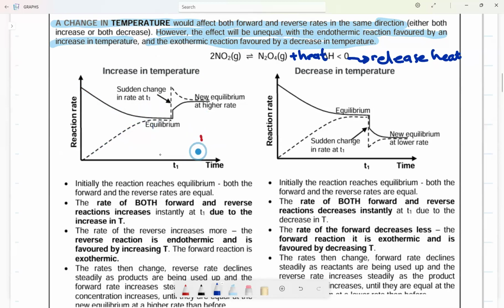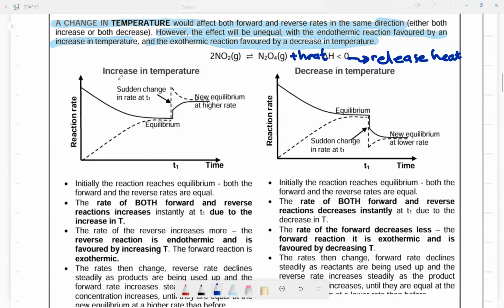okay, let me tell you this. The reaction that is favored is the one that will increase the most. I repeat, they will both increase, yes, but the one that is favored will increase the most. Let me use this so that you understand what I'm trying to say.